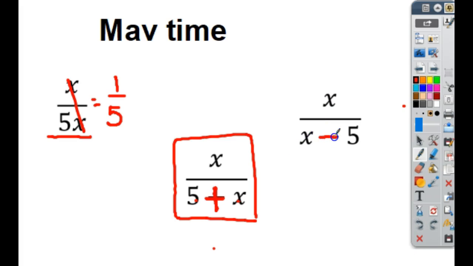This subtraction sign holds these together. You can only cancel factors. Factors are things that are multiplied together. This cannot be simplified anymore.